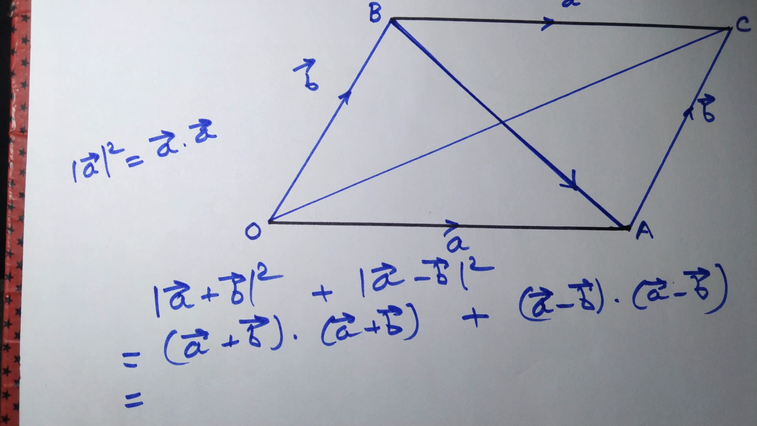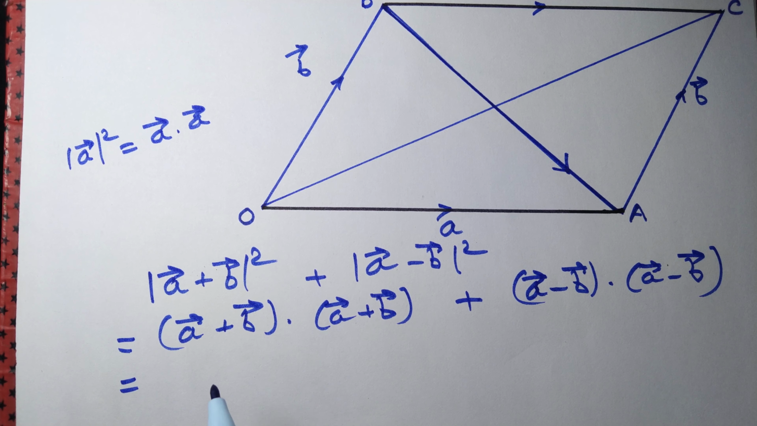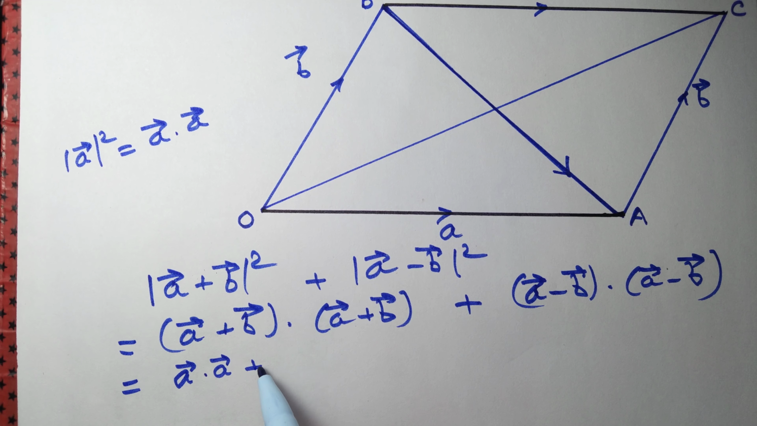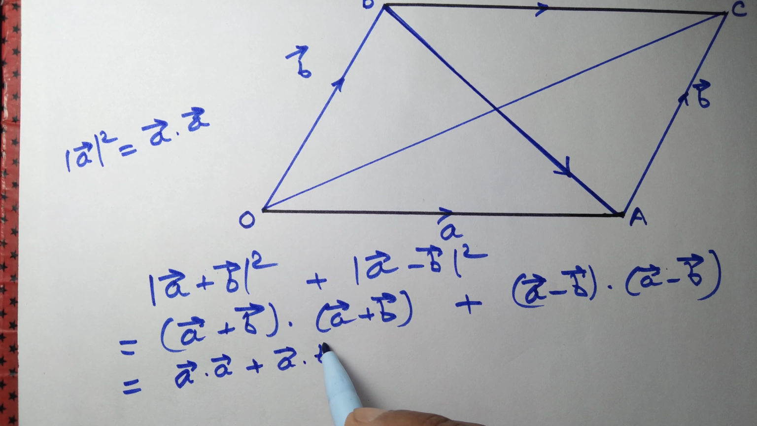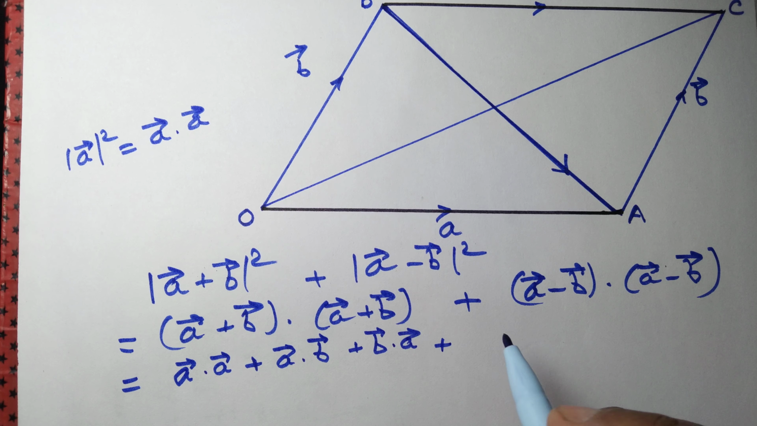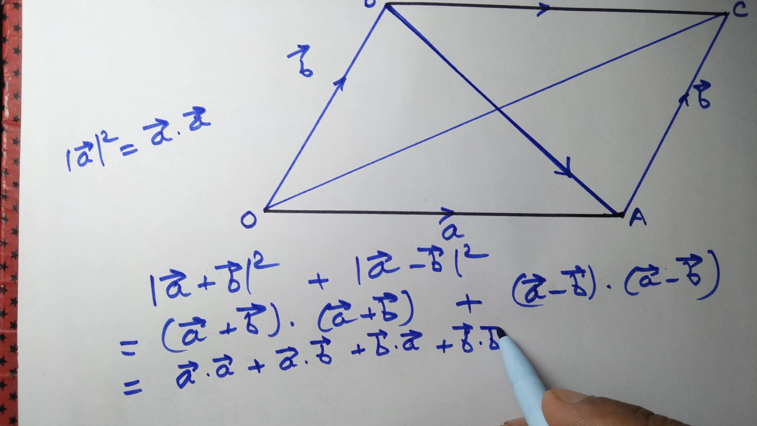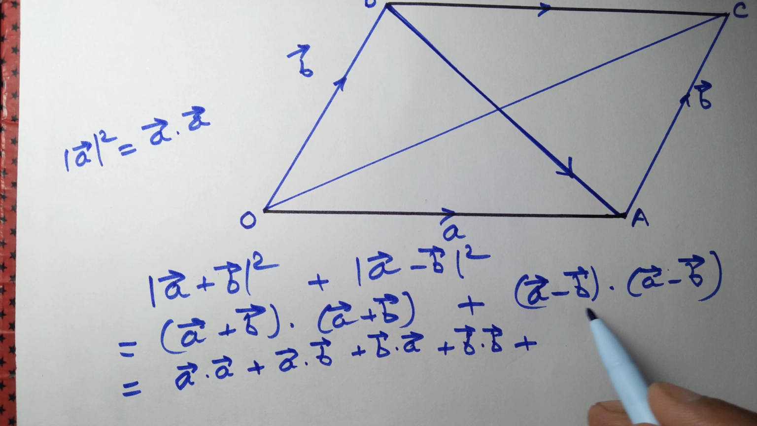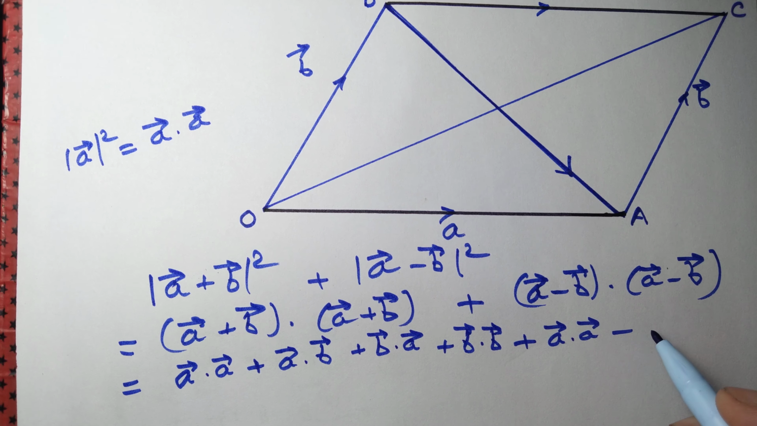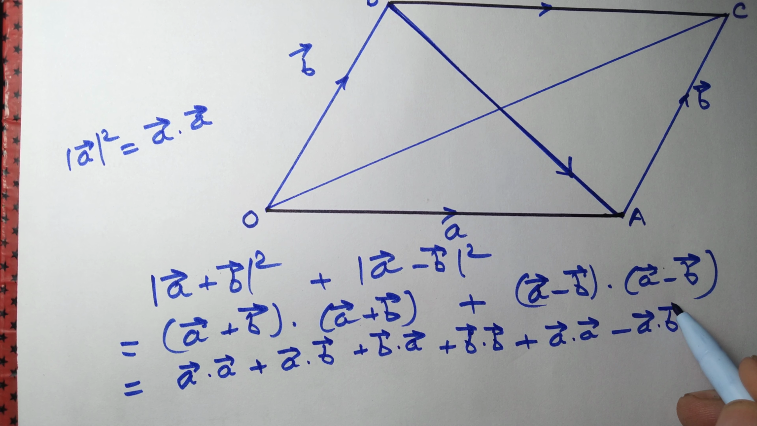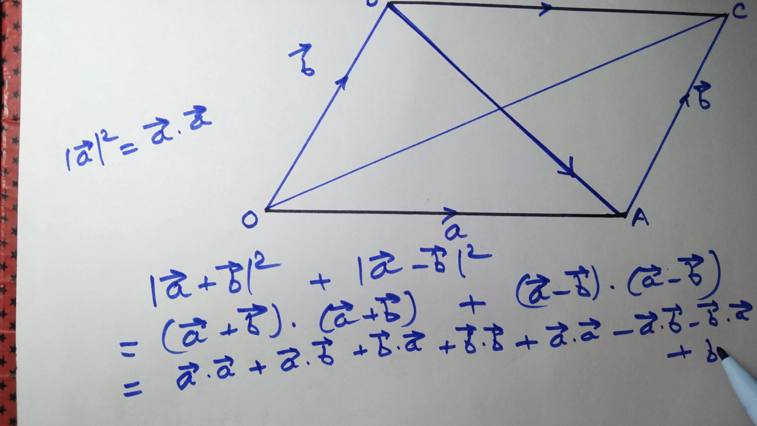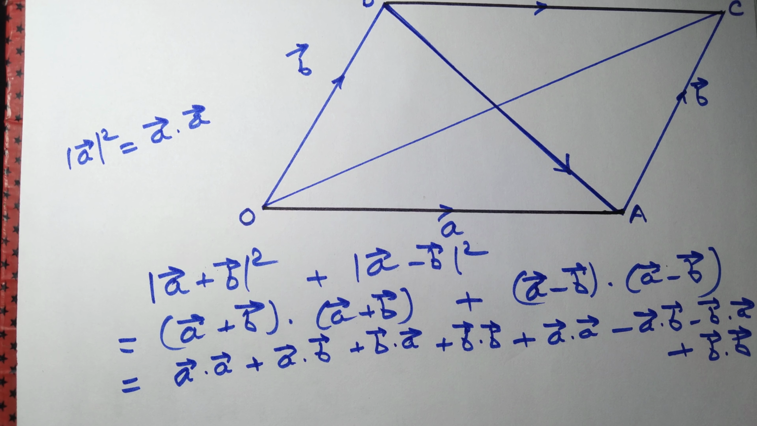Now, the dot product is distributive, so we apply the distributive law to obtain a dot a plus a dot b plus b dot a plus b dot b. Again, the dot product is distributive, so we obtain a dot a minus a dot b minus b dot a. And lastly, b dot b, minus minus is plus.